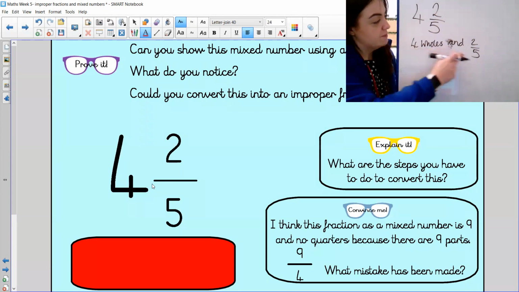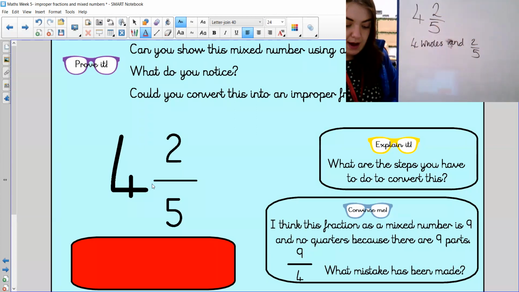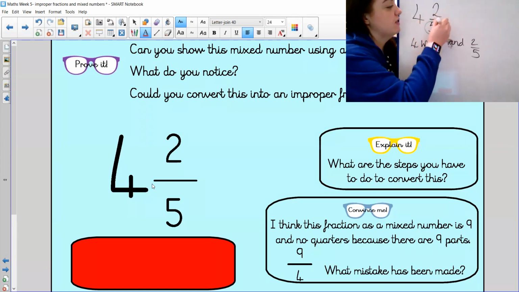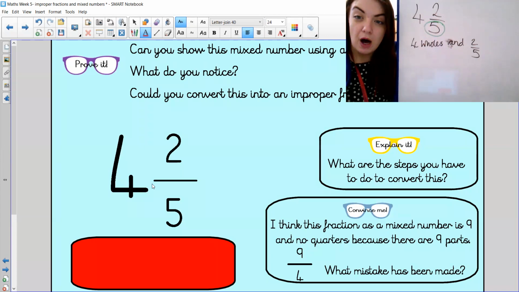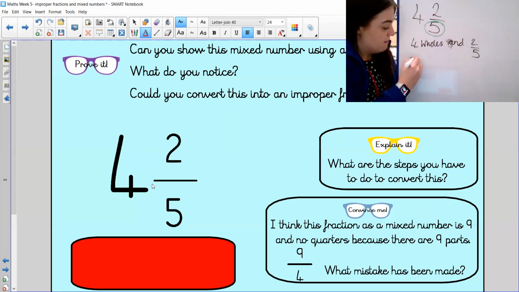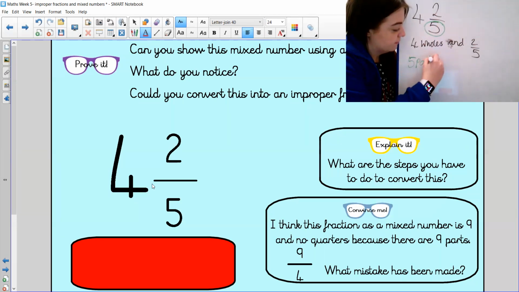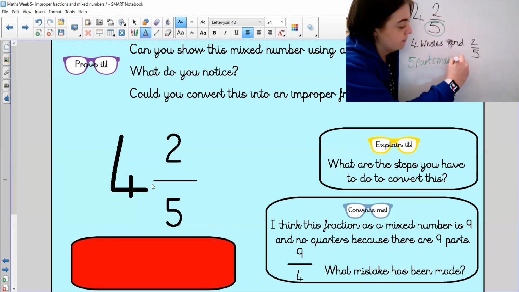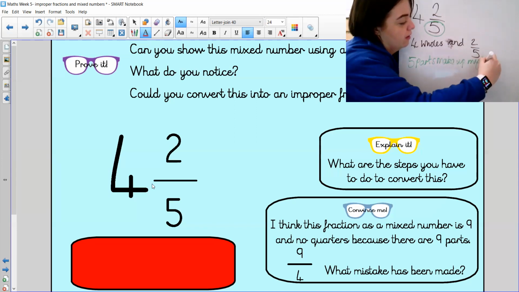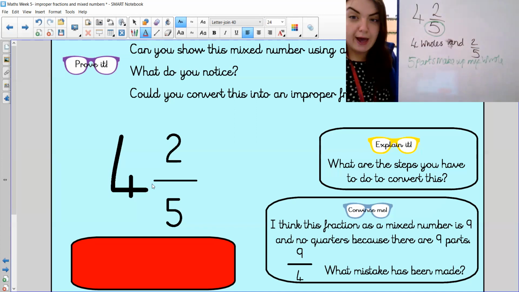Which part of this mixed number tells me how many parts make up my whole? Now I'm going to rewind this learning all the way back to last week, because we know that the denominator tells me how many parts make up my whole. So here, 5 parts make up my whole. That's the first thing I need to think of. How many parts make up my whole?